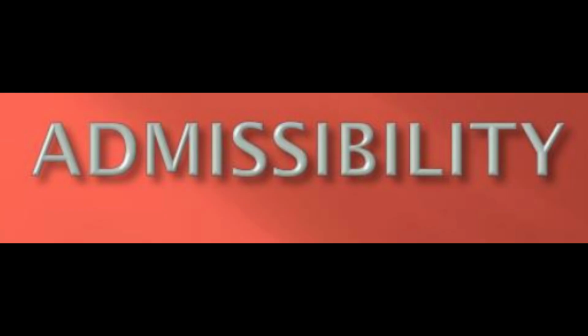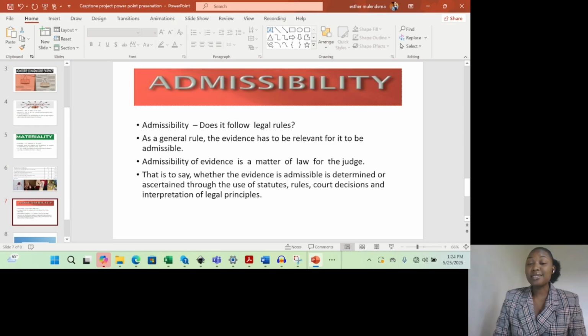Admissibility. Does it follow legal rules? As a general rule, the evidence has to be relevant for it to be admissible. Admissibility of evidence is a matter of law for the judge. That is to say, whether the evidence is admissible is determined or ascertained through the use of statutes, rules, court decisions, and interpretation of legal principles.